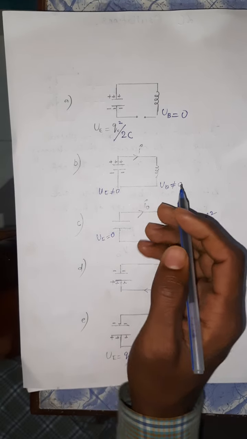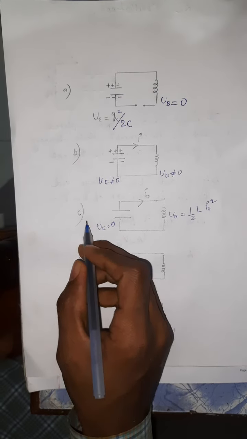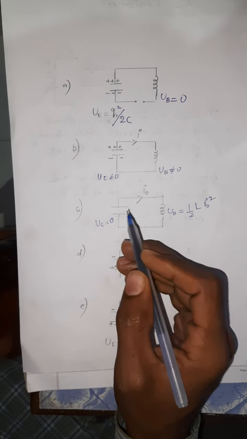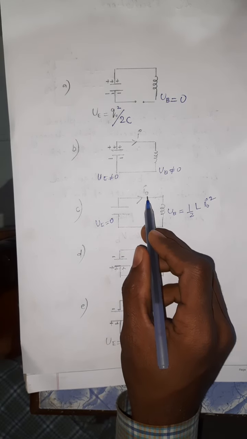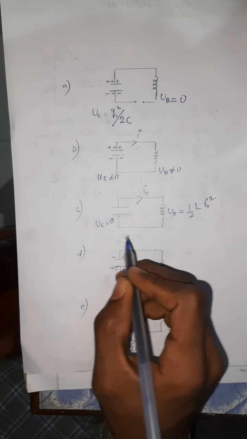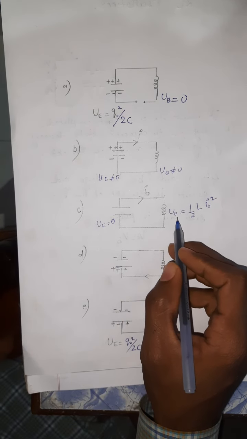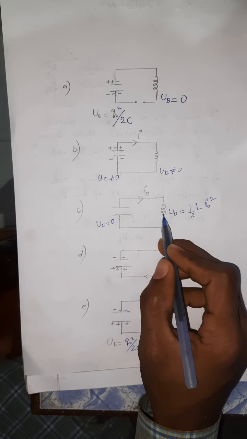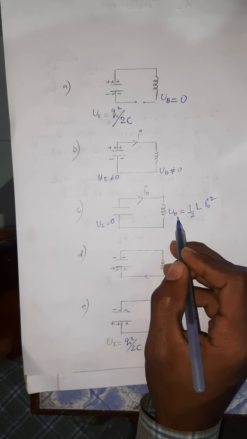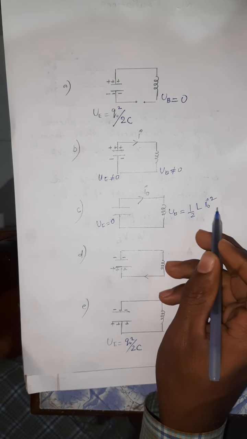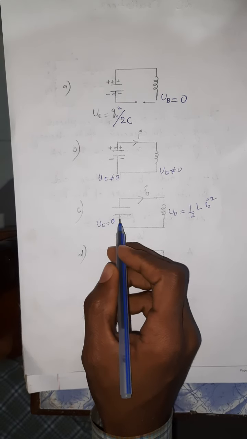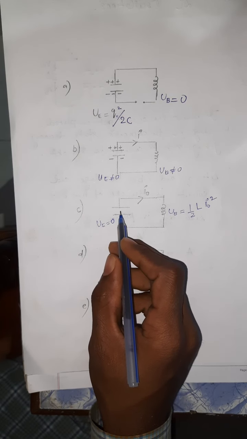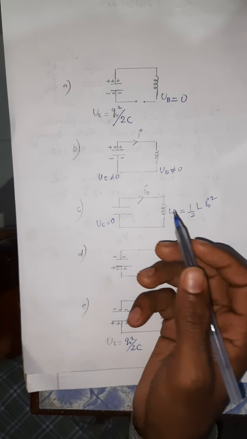In the C diagram, when the capacitor gets fully discharged, at this time there is maximum current in the circuit. So all the energy will be stored in the inductor only in the form of magnetic energy, that is UB is equal to half L I naught square. Here the capacitor will not have any energy because all the charges get discharged.